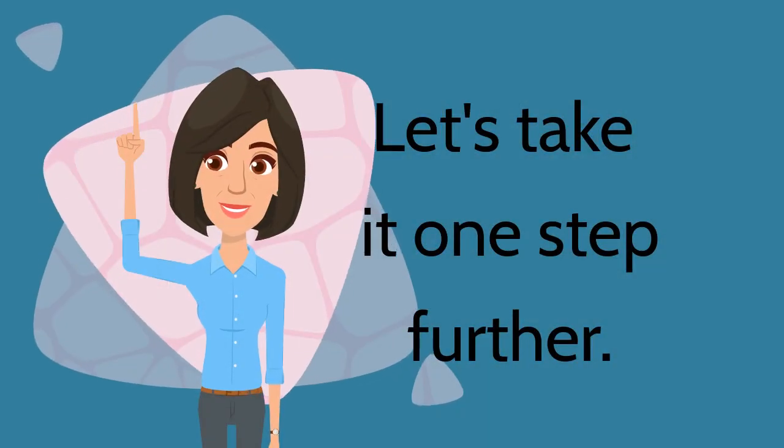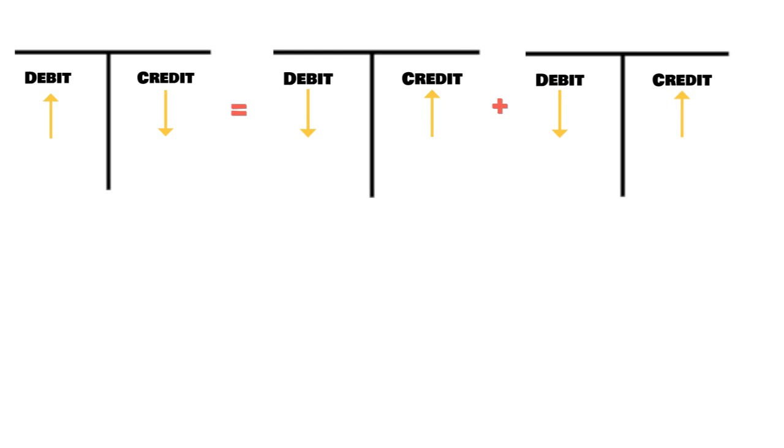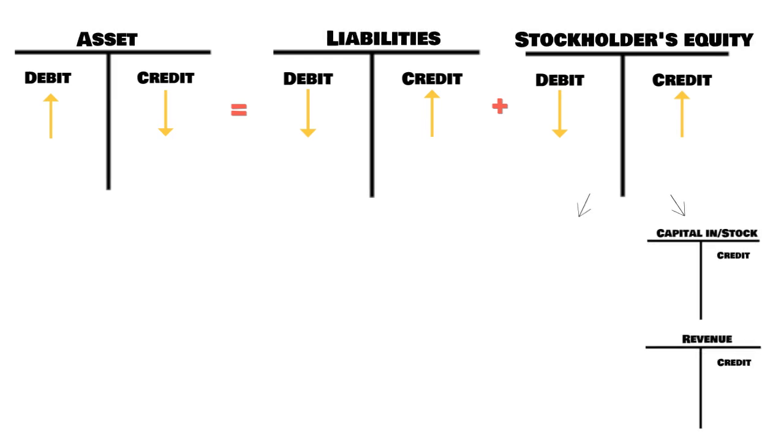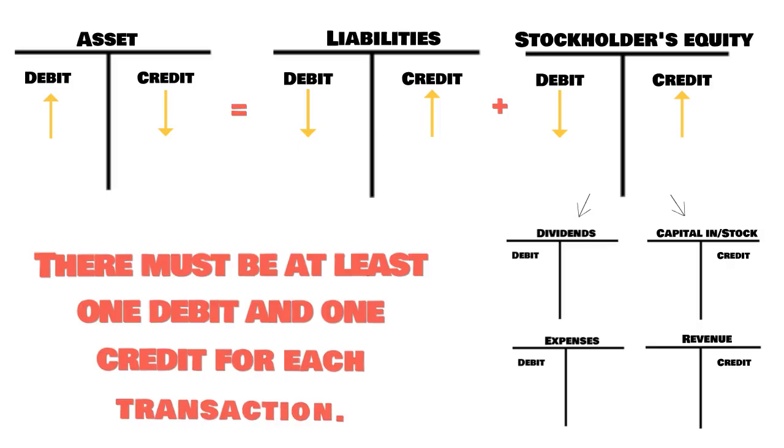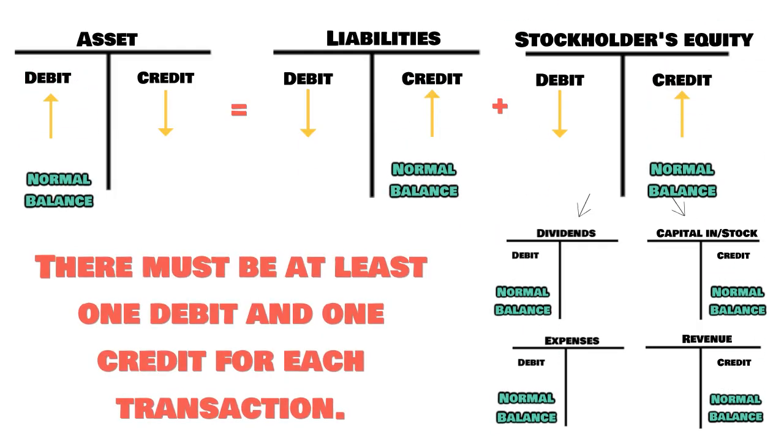Now let's take it just one step further. If we bring everything we learned so far about T accounts together, here are the rules on one screen. The first rule going in is there must be at least one debit and one credit for each transaction. Now let's do a little practice and actually use these T accounts to prepare journal entries.